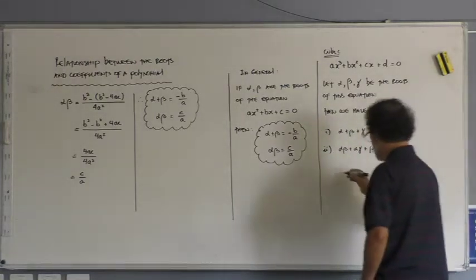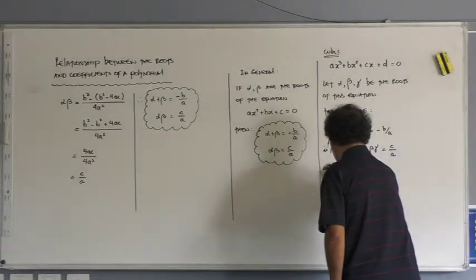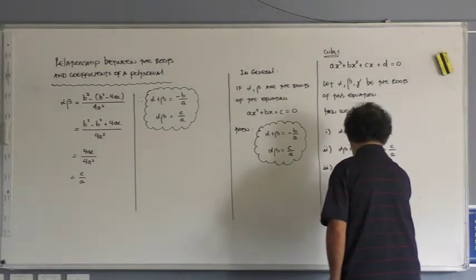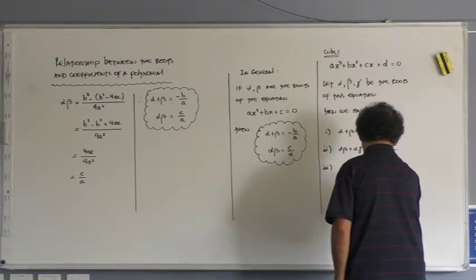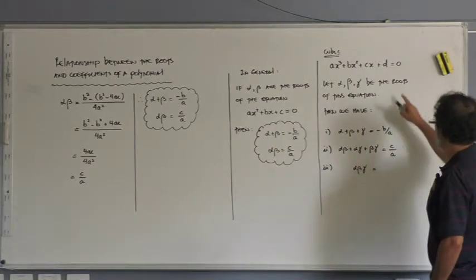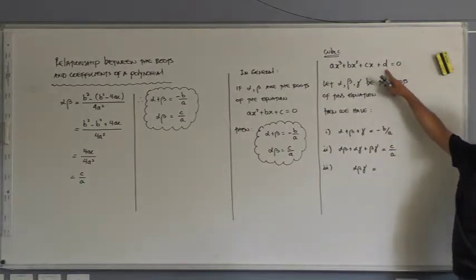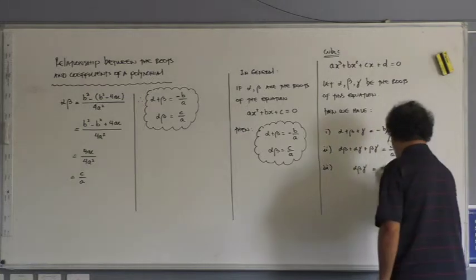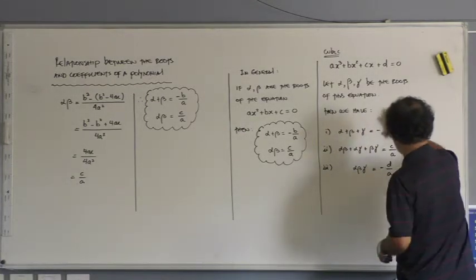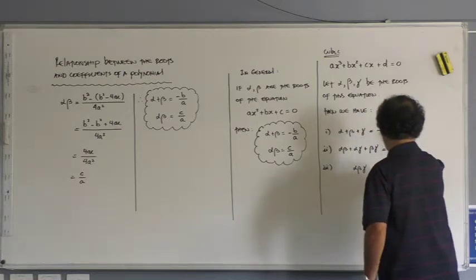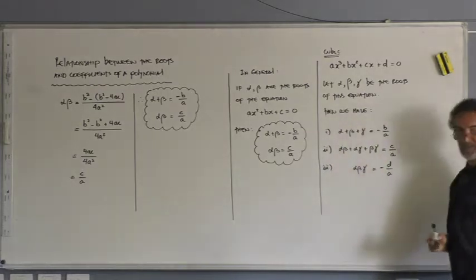And then when you multiply alpha by beta and then by gamma, the answer is going to be minus d on a. Okay, so that is the relationship between the roots and the coefficients.